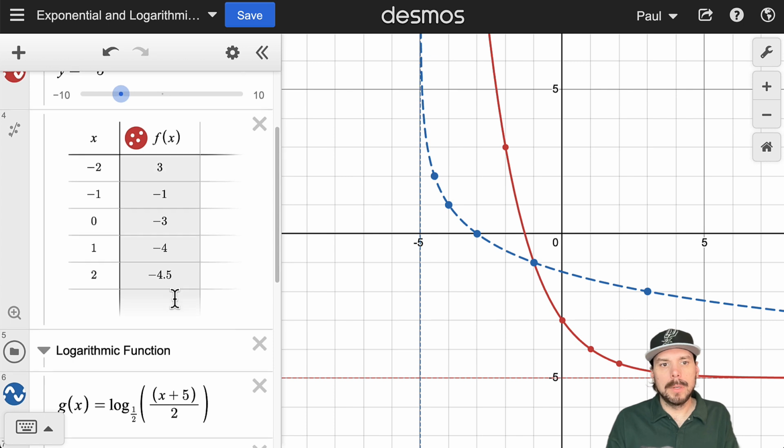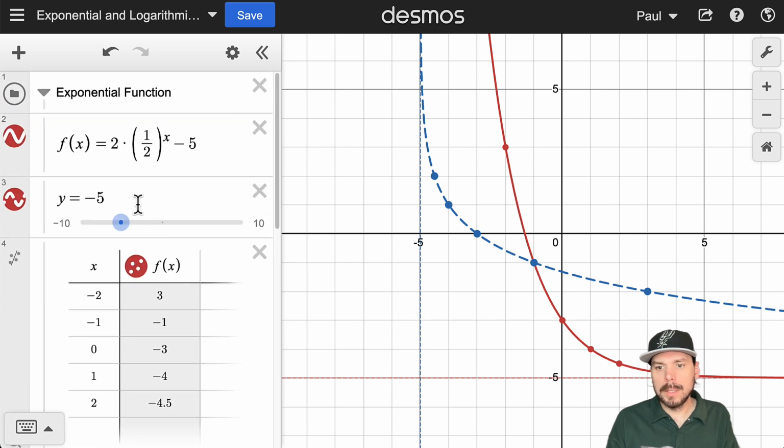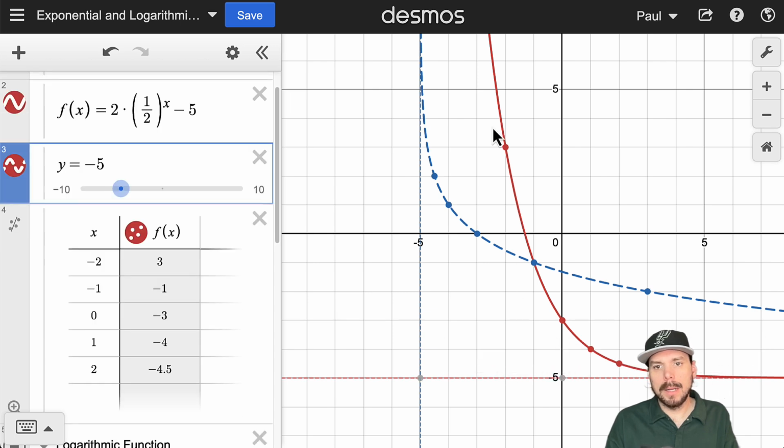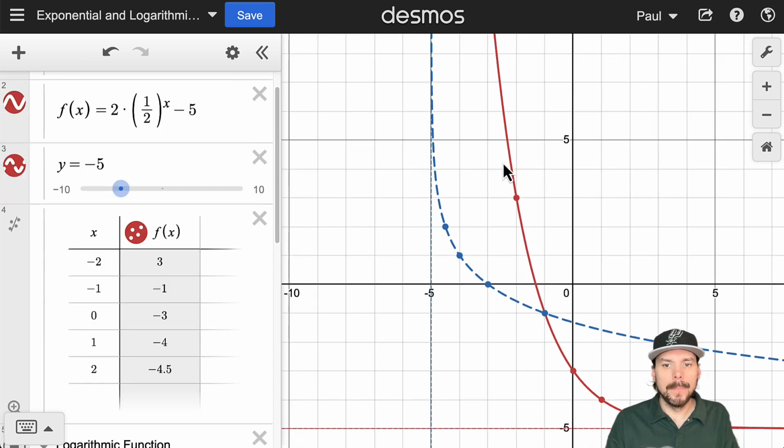And our asymptotes are still in the same spot. So now it's decaying down to the asymptote. For the end behavior, we're saying on the right side, it's approaching that horizontal asymptote of -5. On the left side, it's approaching positive infinity.